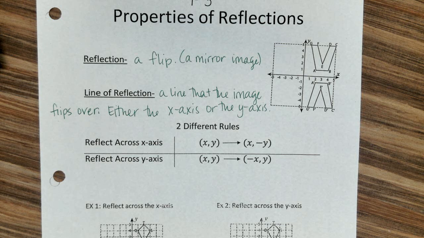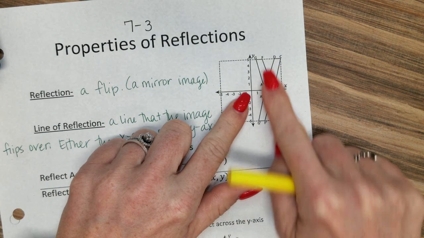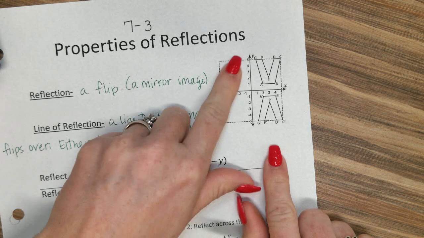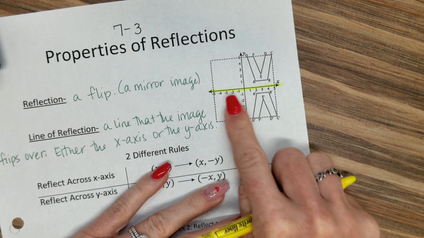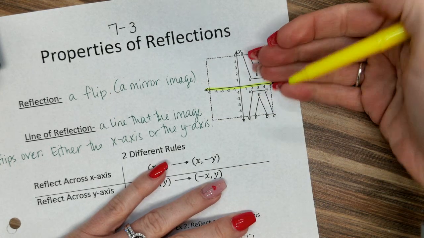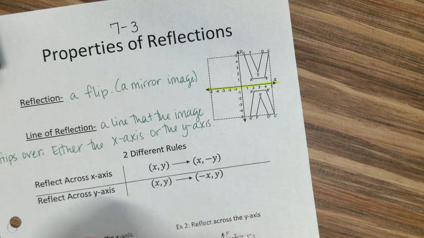Today is one of the easier transformations because the rule, you're not going to have to fill in any numbers at all. All you're going to have to ask yourself is which axis did the shape flip over. Okay? So everybody look at this picture right here and ask yourself, did this shape flip over the x-axis or the y-axis? The x-axis. So if you look right here, this is the x-axis. It flipped it from the top to the bottom.